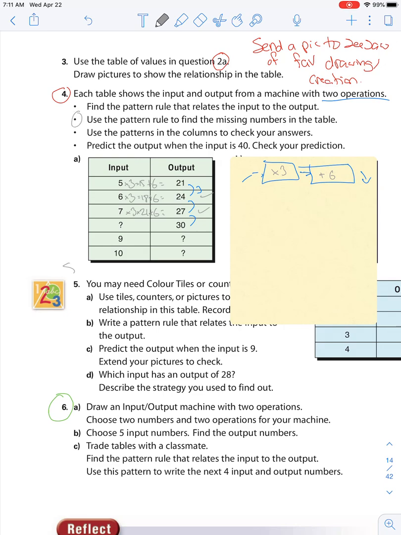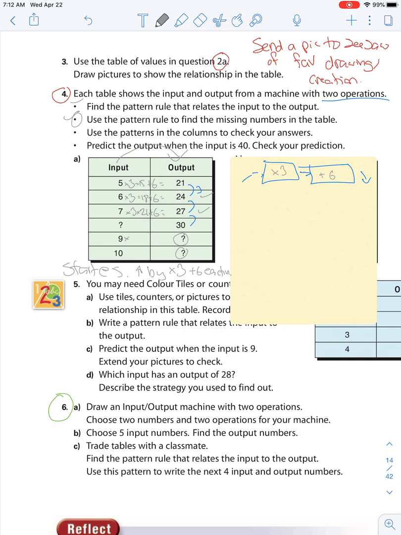Now we have to write the pattern rule. So start at 5, multiply by 3, add 6 each time. Okay, that's it for that one. So we're done those first 2. Next, we have to figure out what is in the missing parts of the columns. Okay, I'm gonna do these ones first, because I'm working in the direction of left to right.